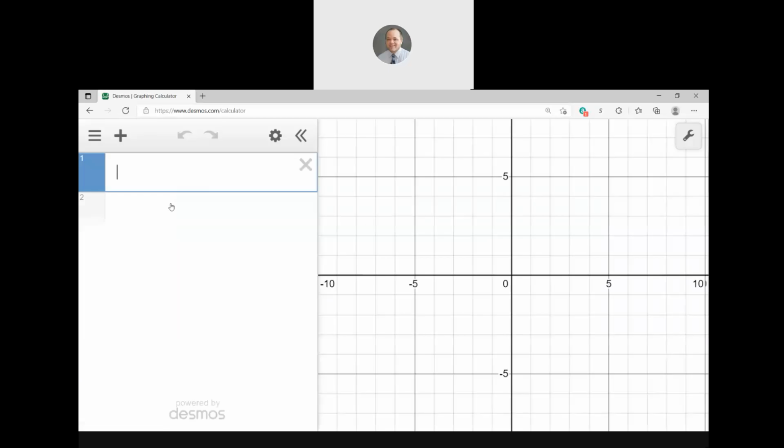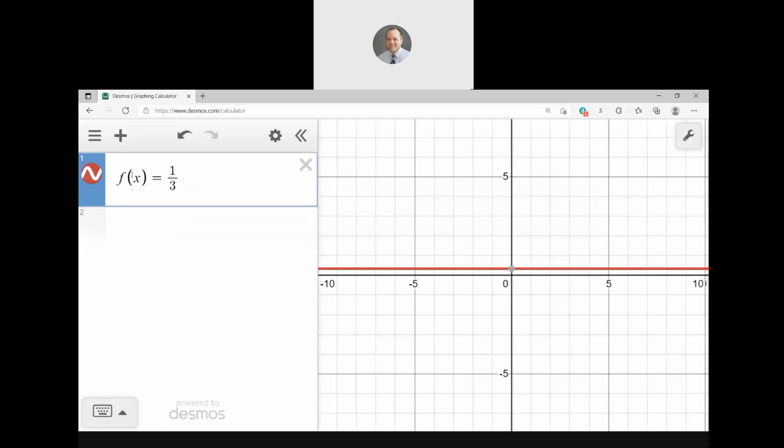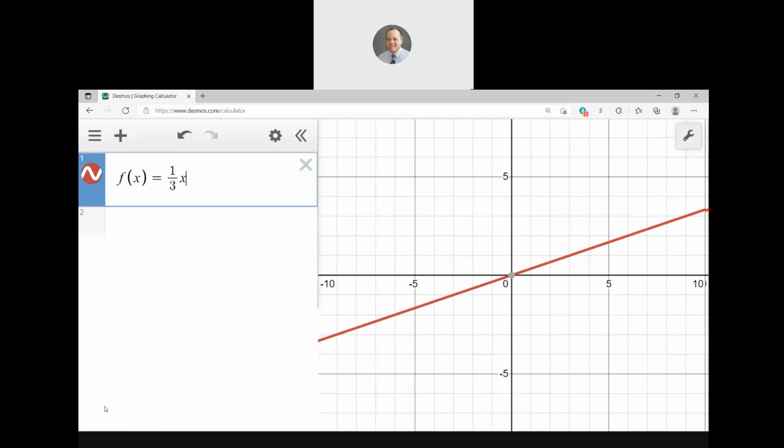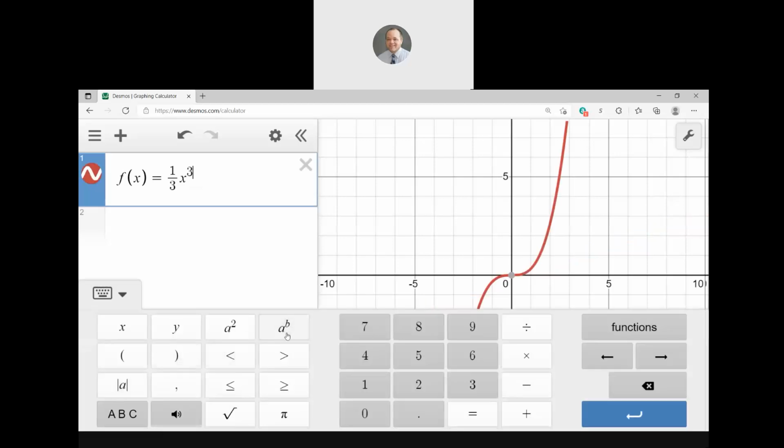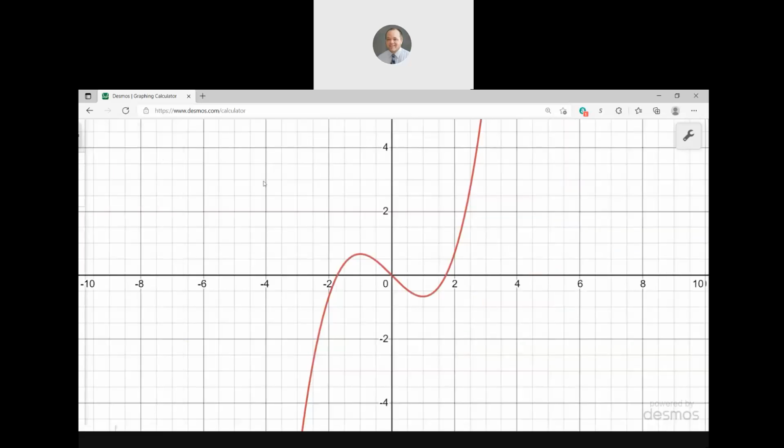And let's type in our graph, our function, I'm sorry. F of x equal to 1/3 x cubed minus x. And let's hide everything and show the graph.